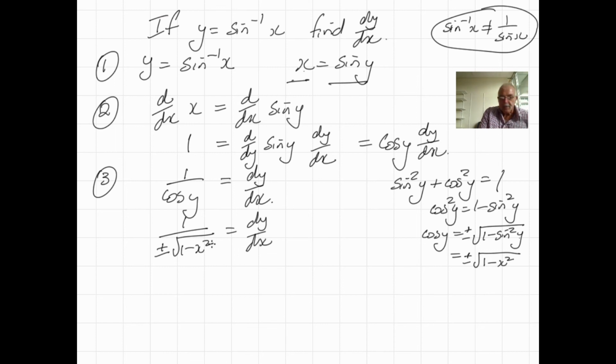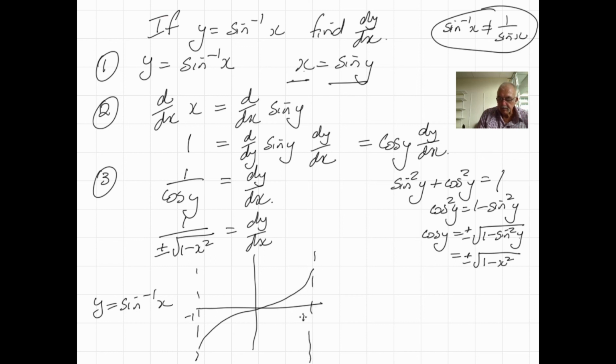Alright, so we've got two answers for dy dx. Can there be two answers? No. If we were to look at what the graph of y equals sine to the minus 1 of x looks like, it will look a little bit like this, where this is minus 1 and this is plus 1. So that's y equals sine to the minus 1 of x.